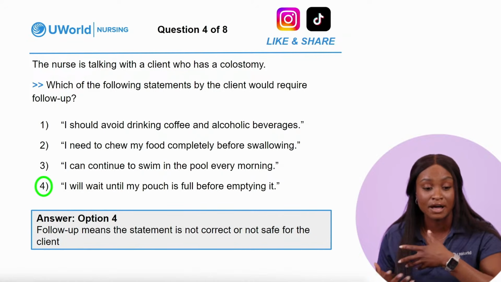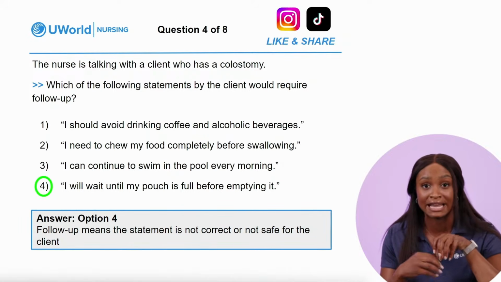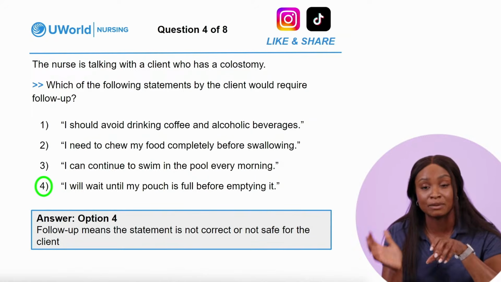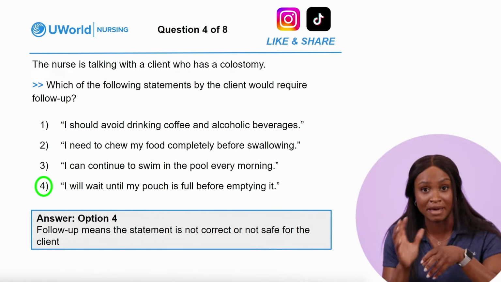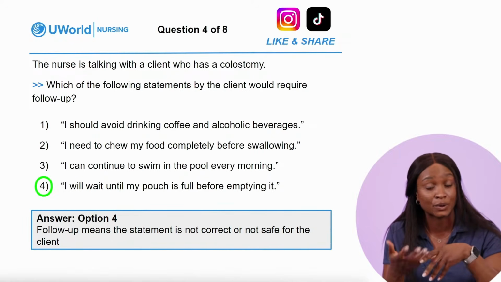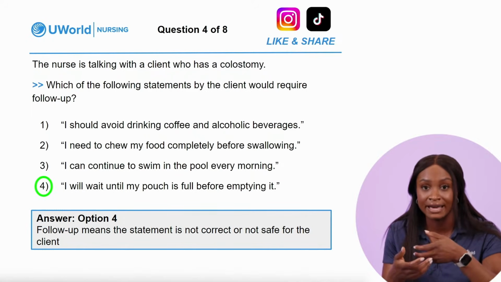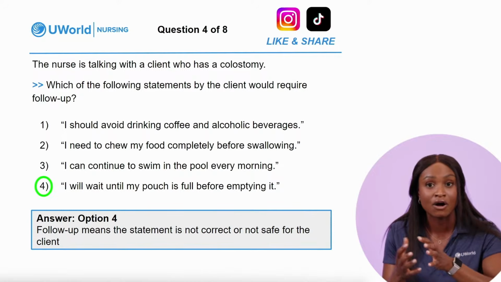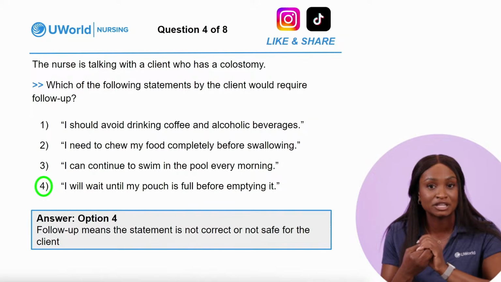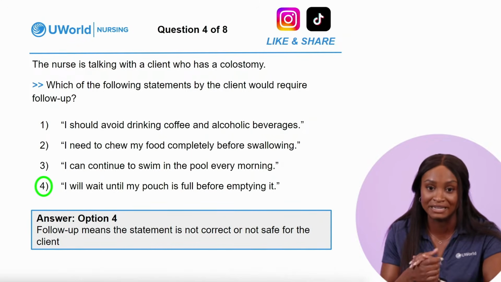pouch is full. A colostomy is a surgical intervention that brings the colon out through the abdominal wall, and then the stoma sits on the outside, and we put a plastic covering or an ostomy bag over the stoma to catch any feces and gas that comes out, since it's not going out through the rectum. And if that pouch becomes full, it is more likely to leak and spill, or it can start detaching from the client's body. So we want to make sure we empty it a lot sooner so we don't have any of those problems happening.